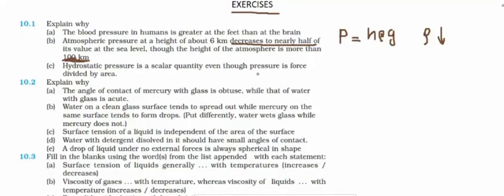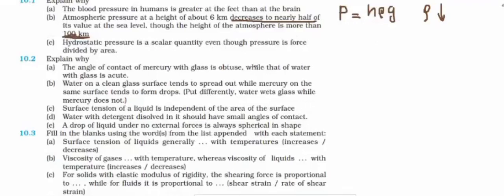Then part C, hydrostatic pressure is a scalar quantity even though pressure is force divided by area. The answer we have discussed: because when we calculate the pressure, we take only the normal component of force acting on a particular area. So the directional aspect is not significant there as we consider thrust or the normal force acting on the area.